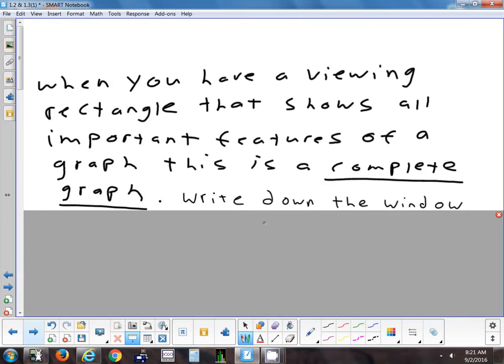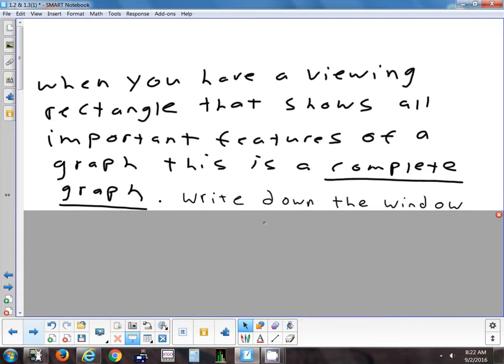All right, so when I graphed this at first, it was off the screen. What we just found after we fixed it and made it fit on the screen is called a complete graph. A complete graph is basically a window on the calculator that shows you all the important things you need to see. It doesn't cut off anything that's important.